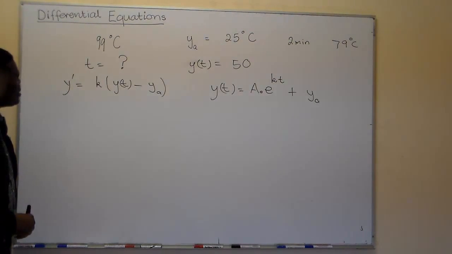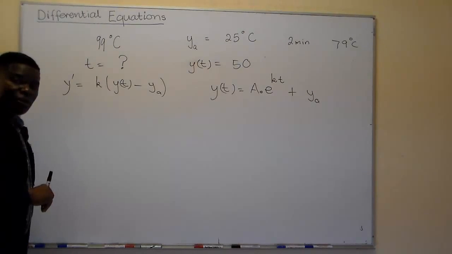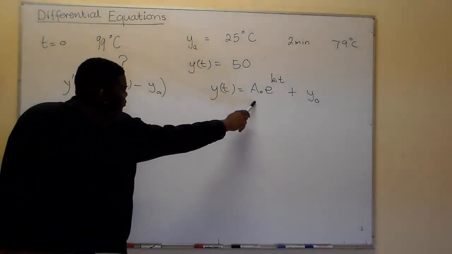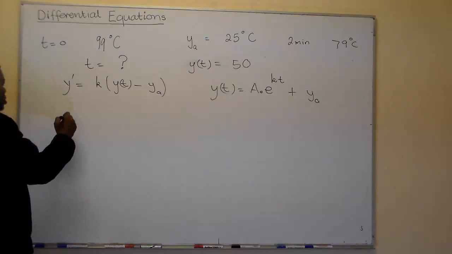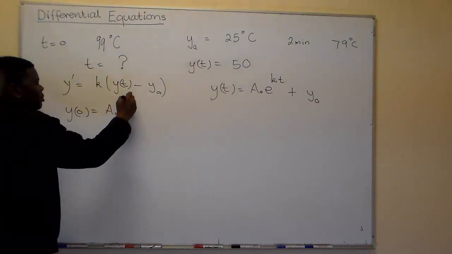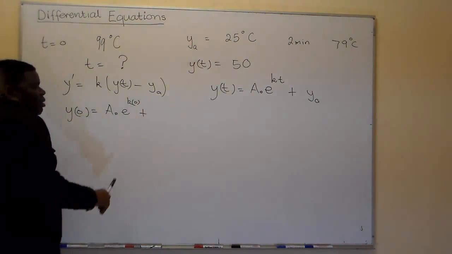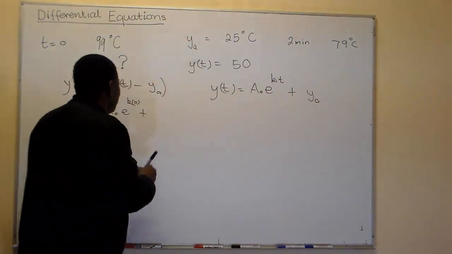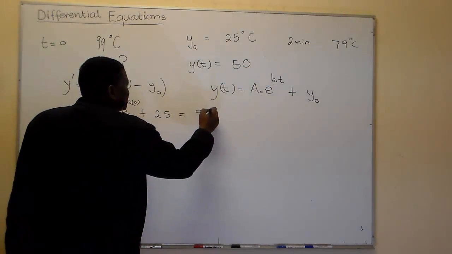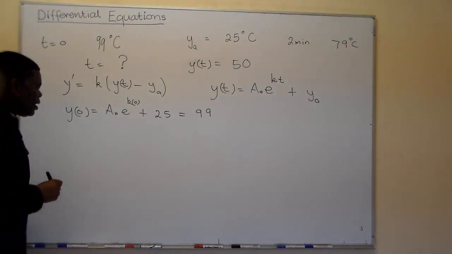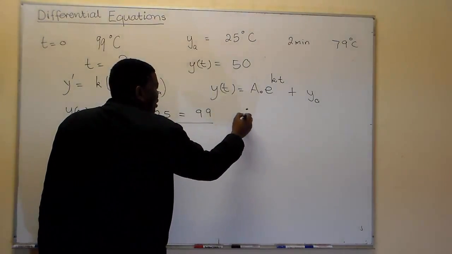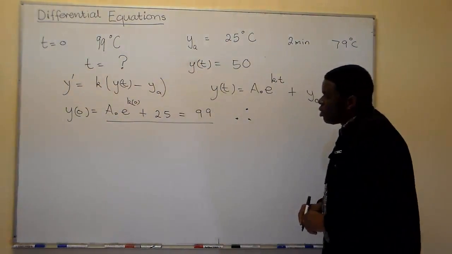So now what we can do, we can start. This is the temperature of the liquid at time t equals 0, which according to this model solution translates to saying y(0) equals A0 e to the power k·0 plus our ambient temperature, in this case 25, equals 99.